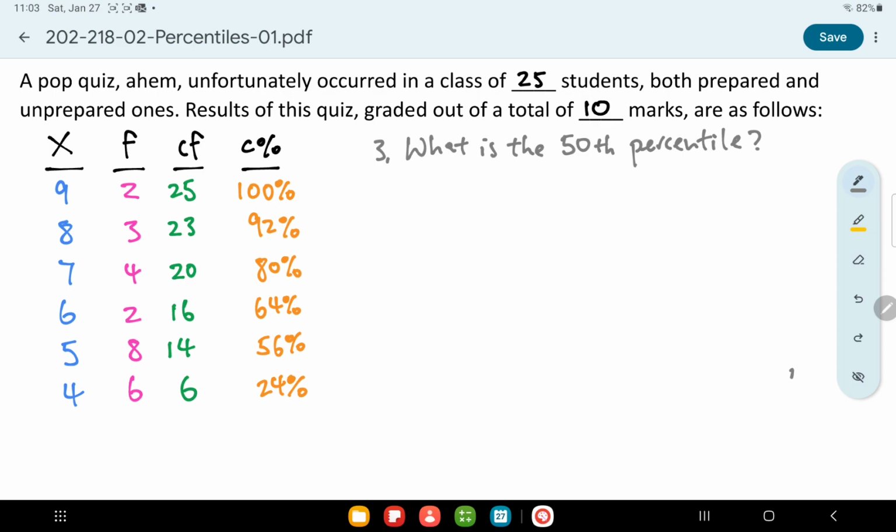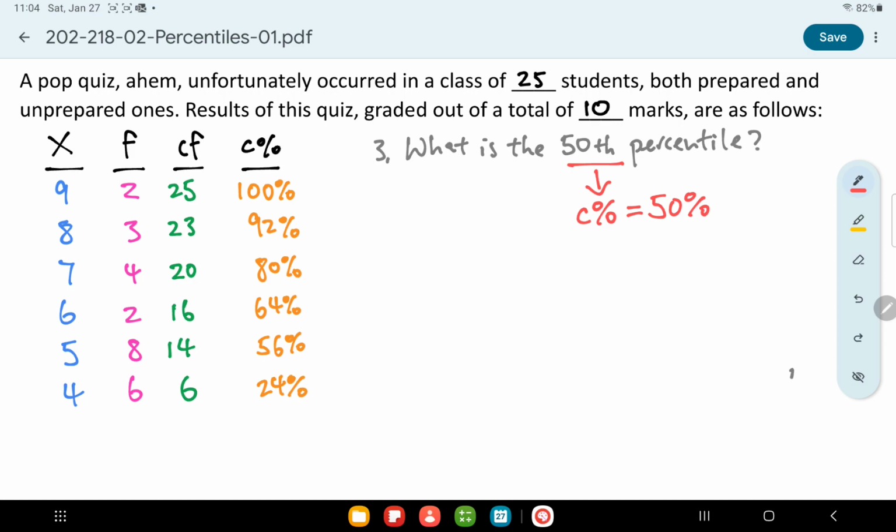Let's consider another question. What is the 50th percentile? Now, if you recall, moments ago, the instruction was to see if we can identify the exact same corresponding cumulative percentage. Now, in this situation, we are looking for the cumulative percentage of 50%.